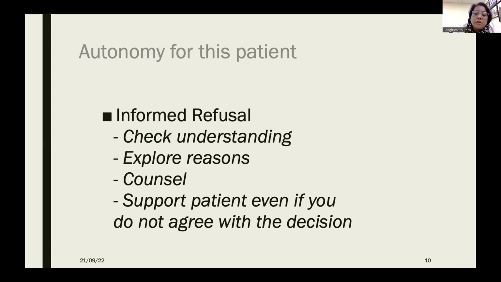So, these are the checklist of getting an informed refusal. And when you get an informed refusal, you must not be annoyed with the patient for refusing. You must not have this tendency of telling him later on, I had told you earlier, you had not listened to me, that is the reason why you've got this. No, you have to change this attitude.